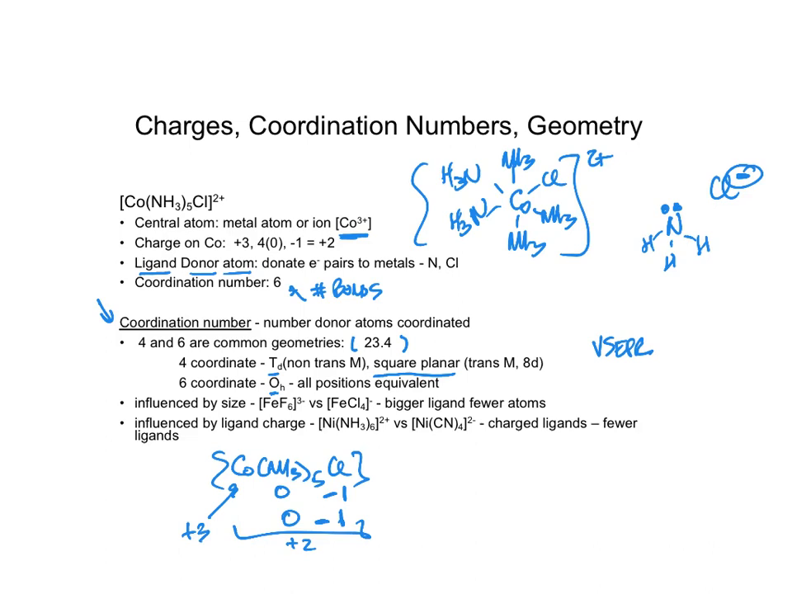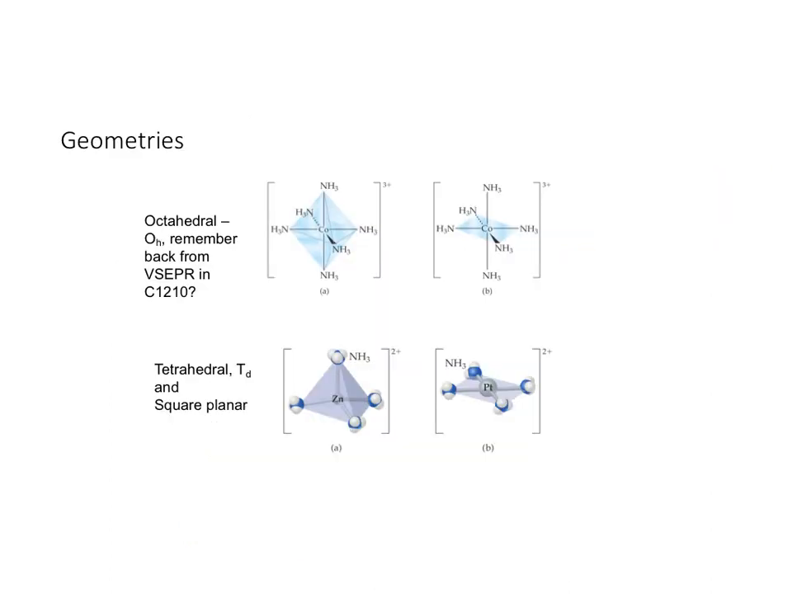Now, the coordination number is influenced by size. If I have a bigger ligand, Cl minus is greater than F minus, I can't put as many atoms or ligands around that central metal ion. And if the ligand has a charge, notice when the ligand has 0 charge, there are 6. When the ligand has a -1 charge, there are only 4. Charged ligands mean fewer ligands will surround the metal. These are just factoids. I can't say they're anything else but that.